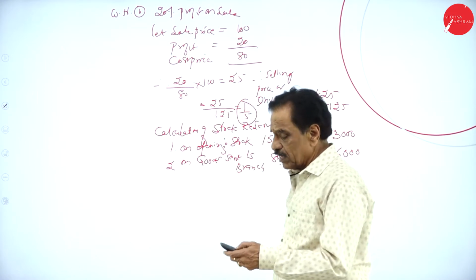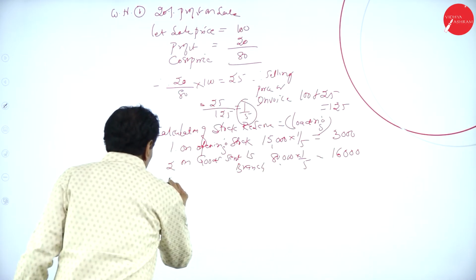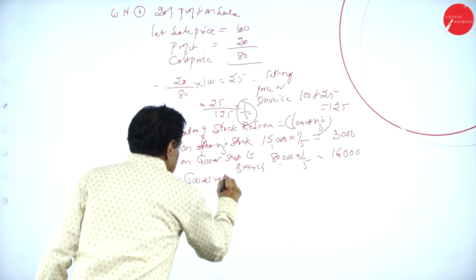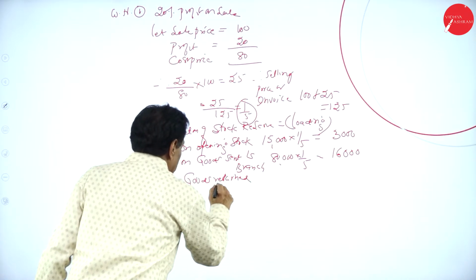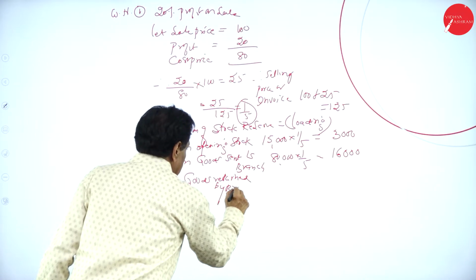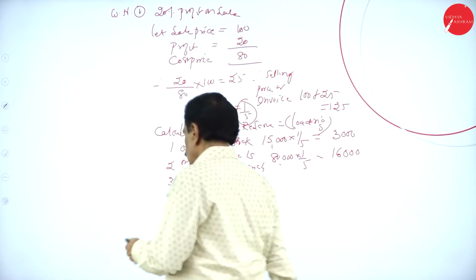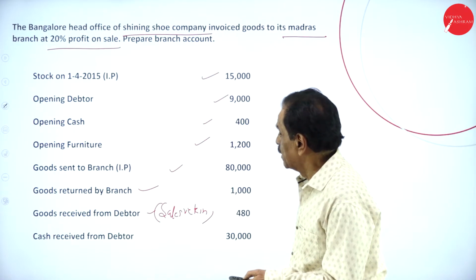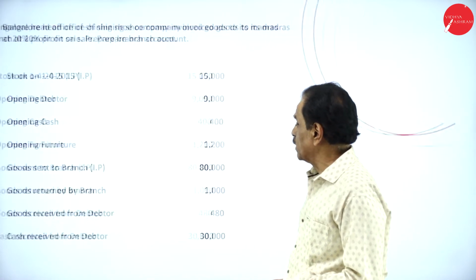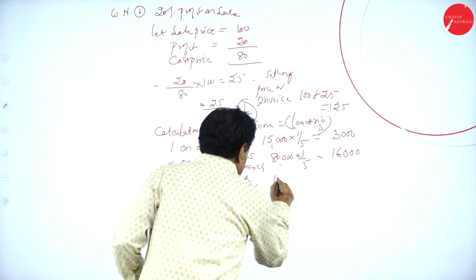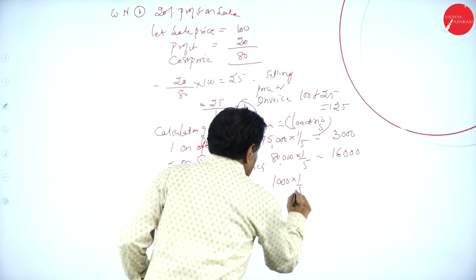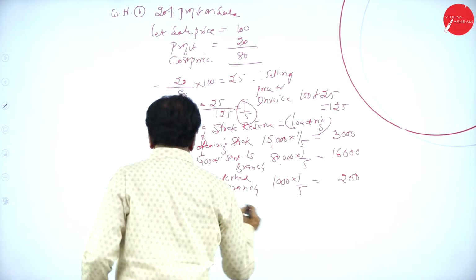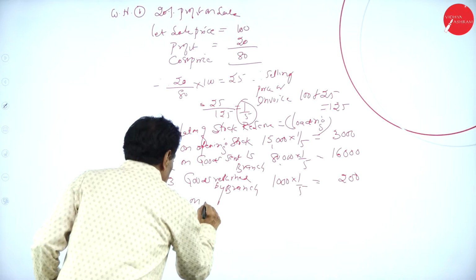That is the second one. Number 3, goods returned by branch. How much goods returned by branch? Goods returned by branch is 1,000. 1,000 into 1 over 5. That is 2, 5 2s are 10, 200. Number 4, on closing stock.